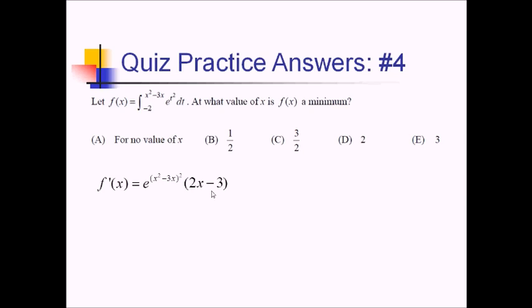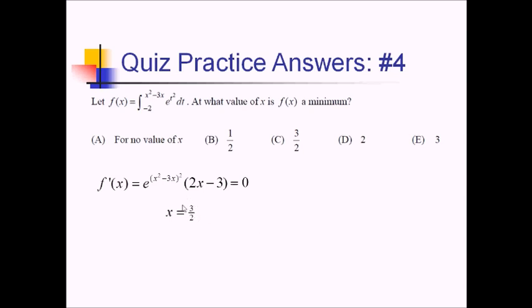Now I want to figure out critical values for this thing. There's no way to make e to all this stuff equal 0, so I can just disregard that. But over here, 2x minus 3 is going to equal 0 at 3 over 2. So that's actually my only critical value that I end up getting out of this.